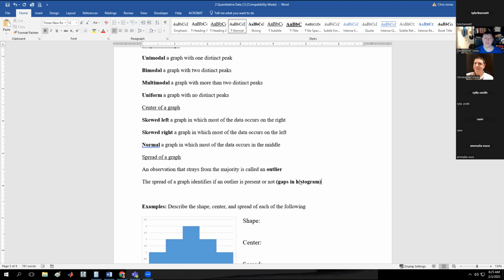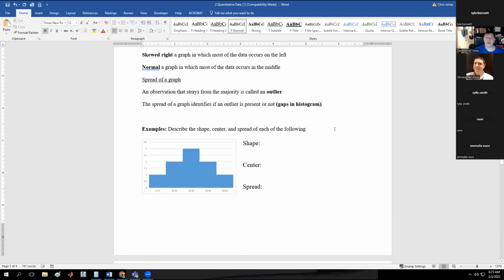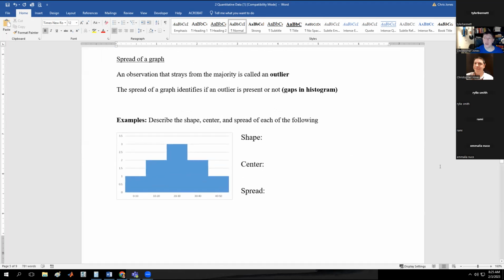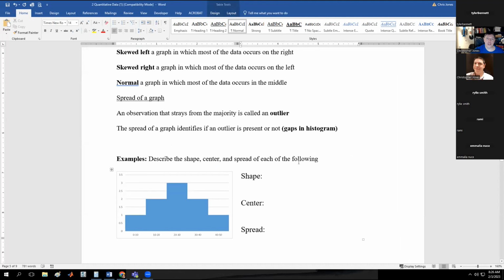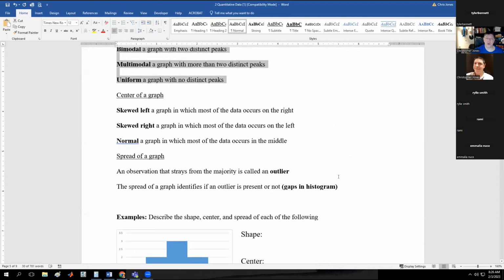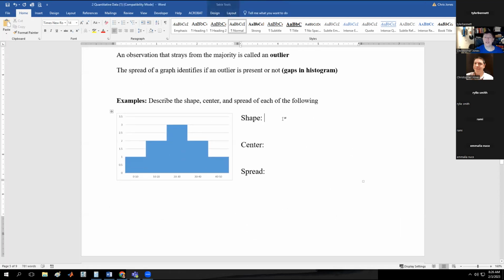All right. So what I'm going to do is give you guys 3 graphs, and you're just going to tell me what the shape, center, and spread of that graph is. I'm just going to use a histogram each time. For the first one, we have this histogram. If I asked you for the shape of this, we look at our definitions: unimodal, bimodal, multimodal, or uniform. Can somebody tell me what they think?